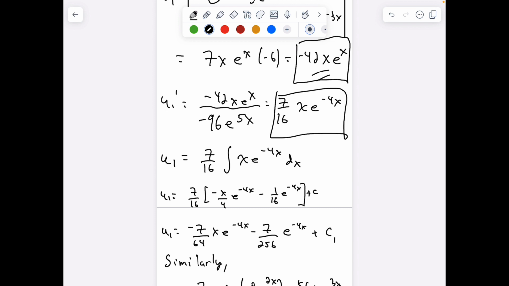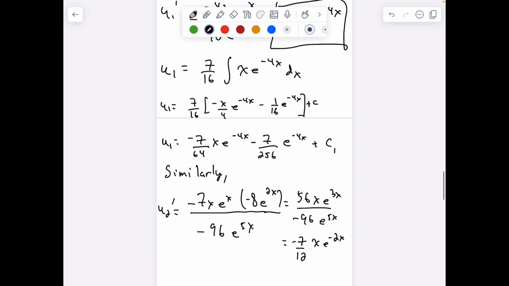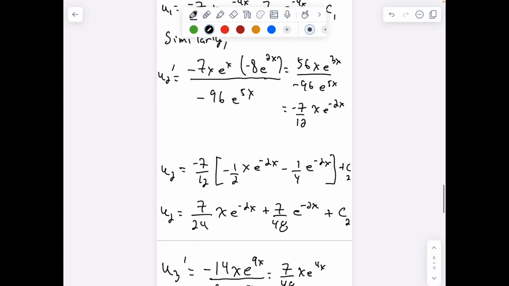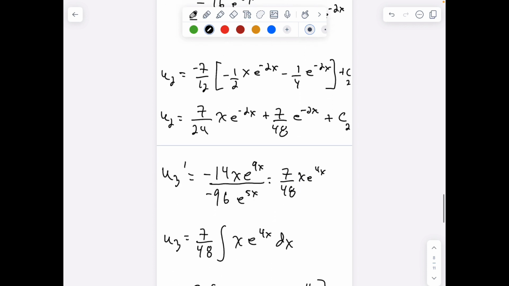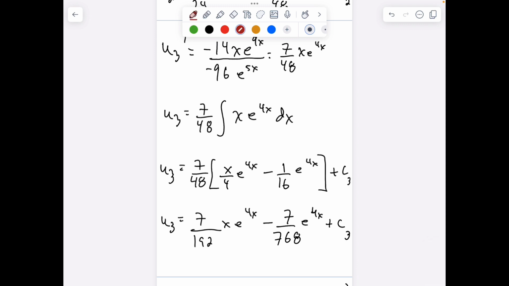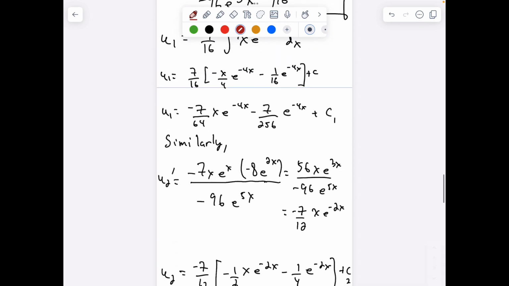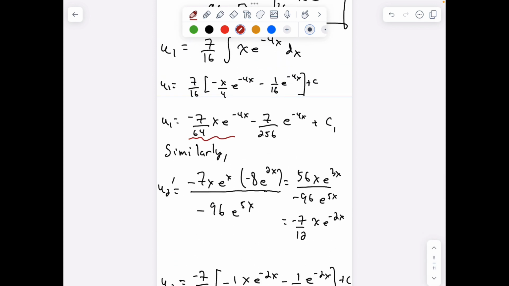And which method do we use for integration? Well, that all depends on what you have left. In this case, you would use integration by parts, and you would form u1. And similarly, you would form u2 and u3. Okay, so you have u3 right here. And don't forget to add a constant to all of these here. And right here for u1.